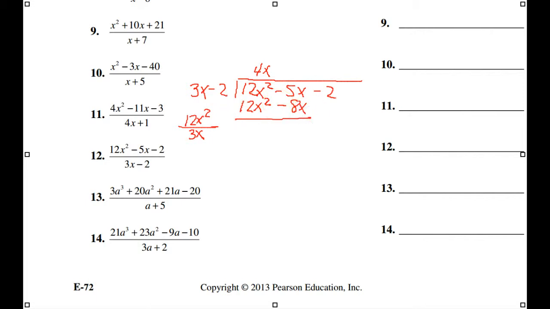Put our line. This is critical. You have to change the signs and then add. By changing the signs, you are subtracting. This becomes 3x minus 2. Well, 3x goes into there how many times? Well, once. So 3x minus 2, change the signs, everything cancels out.